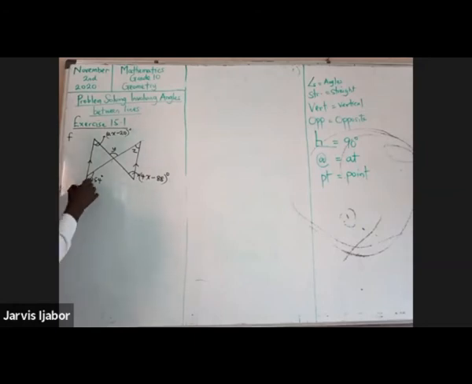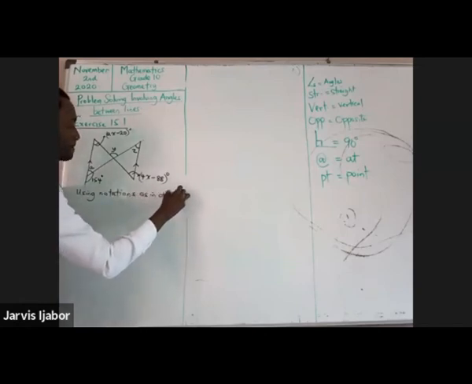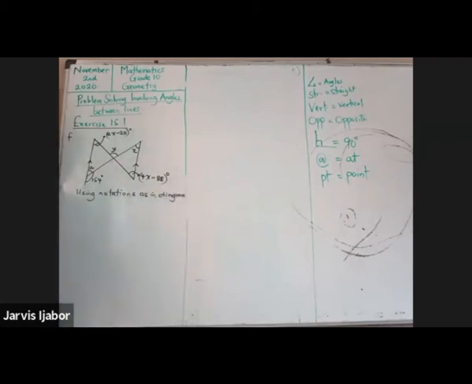So let me introduce you to a new idea. I'll call here small letter a. Watch that. I'll call here small letter a. Then I want to rename the figure. Using notations as a diagram, you discover that this angle here will be equal to this angle here. Why? They are alternate angles.